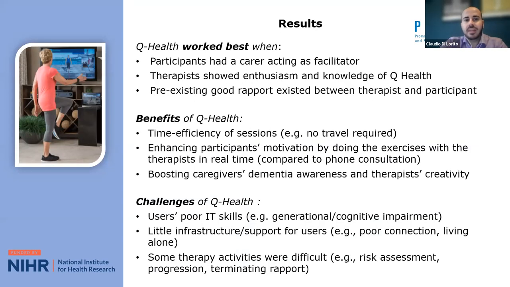We also found that a condition was for the therapists to show both enthusiasm about the new technology and also knowledge. We had some therapists who were less experienced, and that had repercussions on the motivation of the participant to engage in this technology. And also in terms of motivation, it was quite important to have, if possible, a pre-existing good rapport between the participant and the therapist.